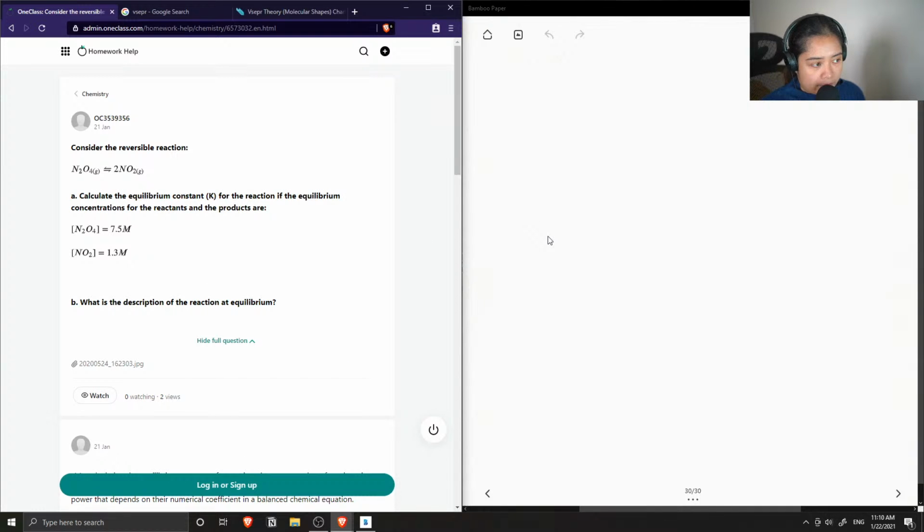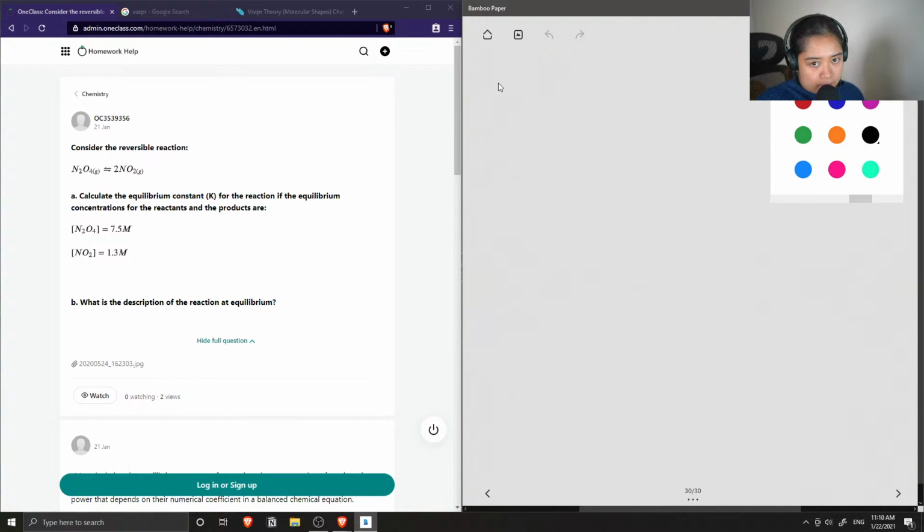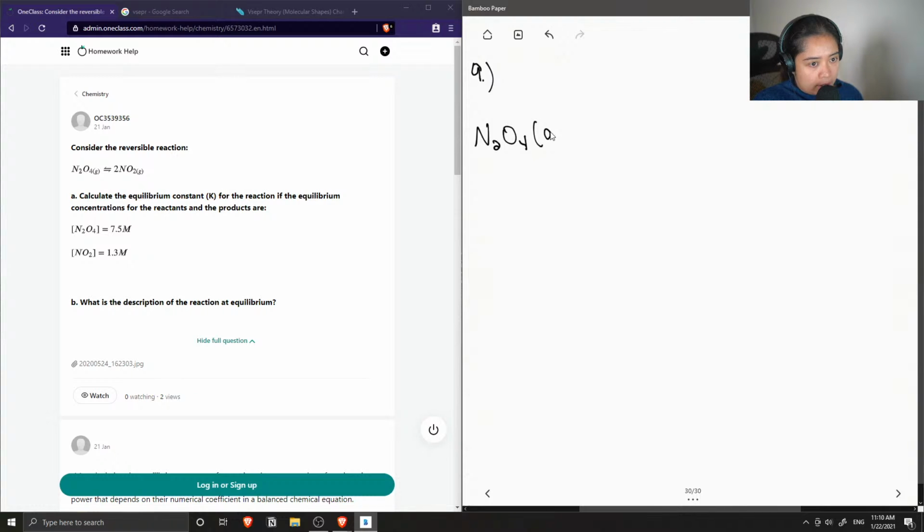Okay, so question number 9. Consider the reversible reaction. We have N2O4 as a gas, and it's reversible, and it can form NO2 gas. Part A is to calculate the equilibrium constant, K, for the reaction if the equilibrium concentrations for the reactants and products are the following: 7.5 moles per liter, 1.3 moles per liter.